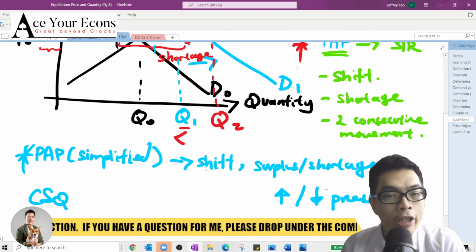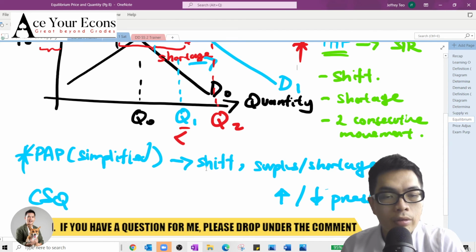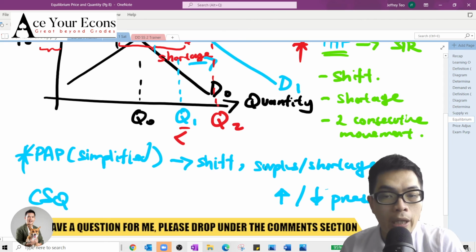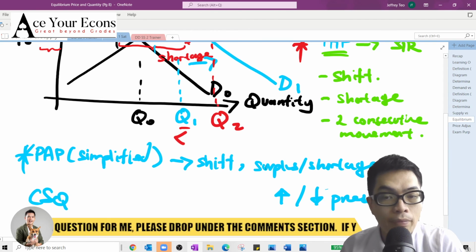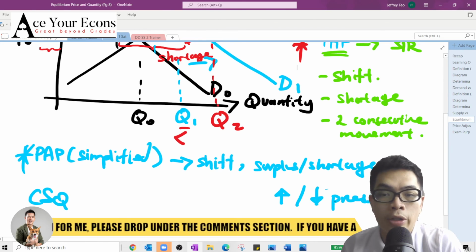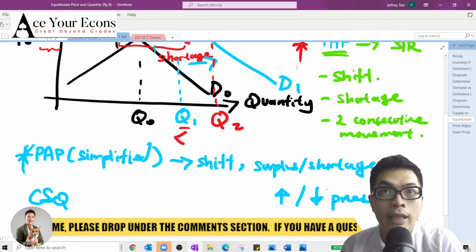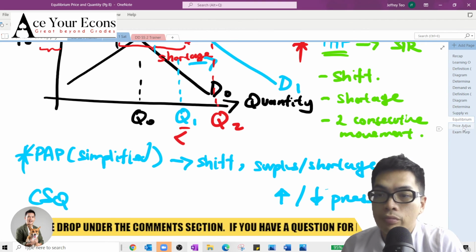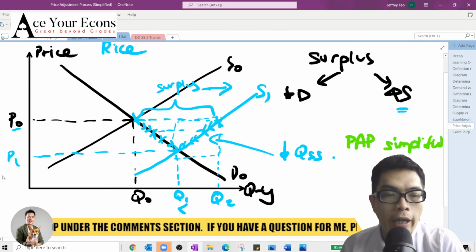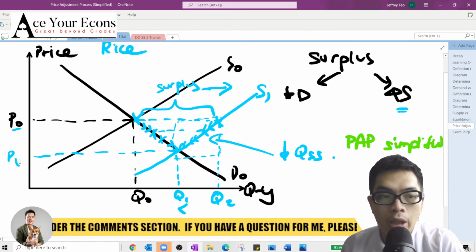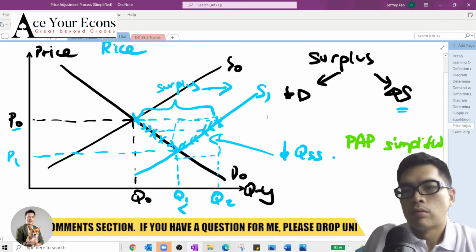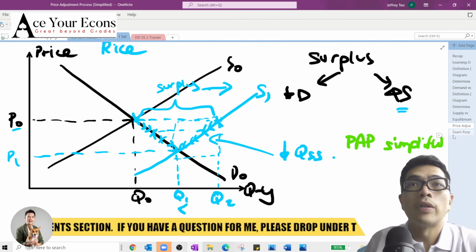You identify the shift in your supply curve. Supply shifts to the right. This results in a surplus. And with a surplus, we don't need to use SIR. All we need to do is just quickly move on to the upward and downward pressure on price. When there's a surplus, there's a downward pressure on price. Clear? And state where your final equilibrium price, P1 and Q1, is. Alright, so far so good. Questions?